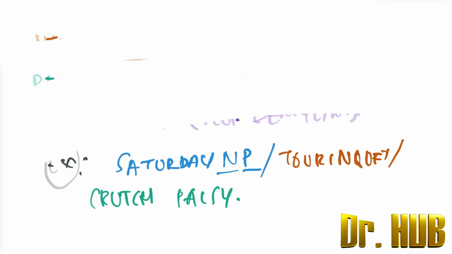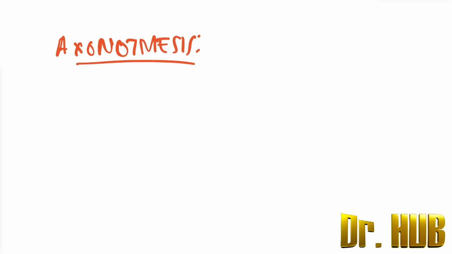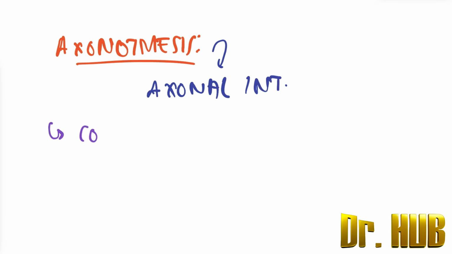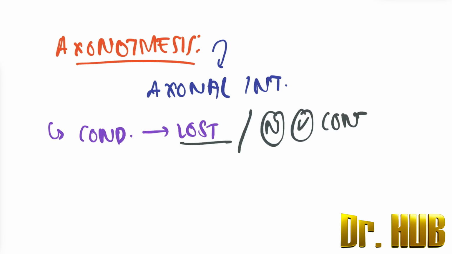Then we move on to axonotmesis. As the name suggests, there is an axonal interruption, and conduction is lost. But the nerve is in continuity, and the neural tubes are intact.